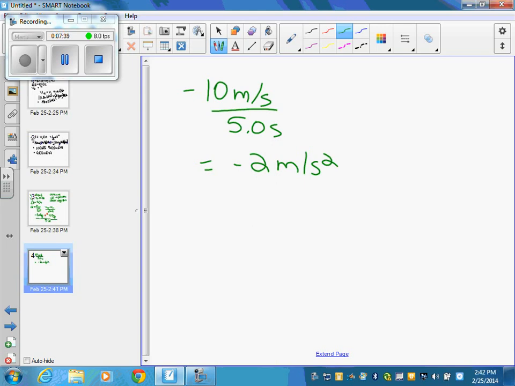Now, if I said -2 meters per second squared, what is that really in direction? 2 meters per second squared the other way, backwards. So you actually have to write down. Meters per second squared down.